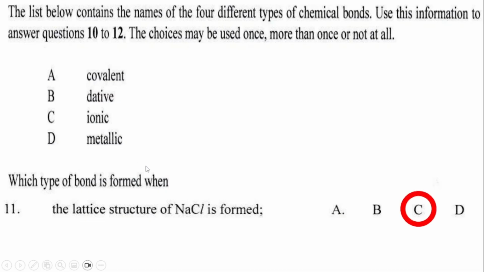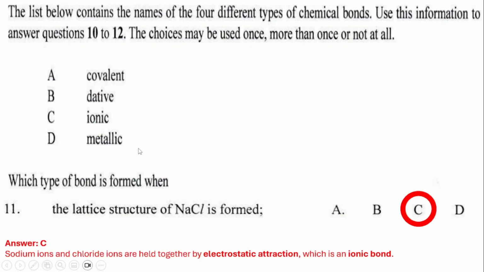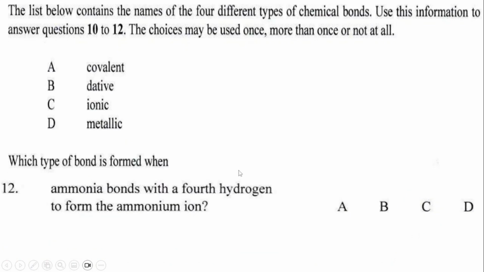Well, the correct answer is definitely going to be C, an ionic bond, because sodium ions and chloride ions are held together by electrostatic attraction, which is an ionic bond. So the correct answer is C, ionic. Let's move on to question number 12. Which type of bond is formed when ammonia bonds with a 4th hydrogen to form the ammonium ion? Is it covalent bond, dative, ionic, or metallic bond?